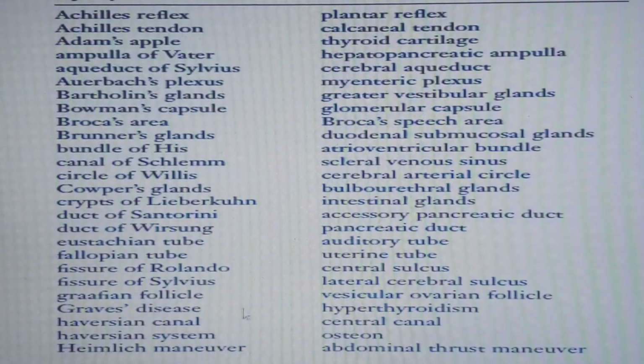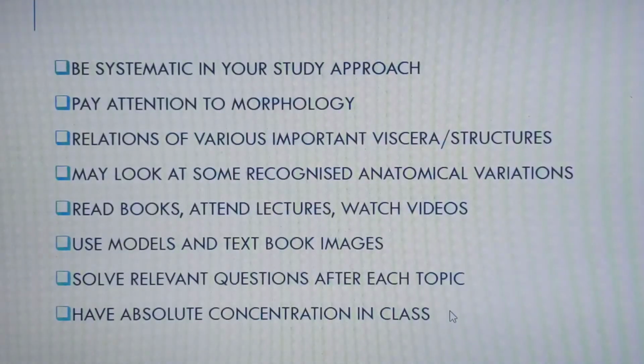Graves' disease, that's hyperthyroidism. Haversian canal, that's the central canal, the Haversian system, the osteon. And then of course we also have the Heimlich maneuver, that's the abdominal thrust maneuver. We will actually be seeing all these ones. So that is essentially some bit of introduction that we have to know.